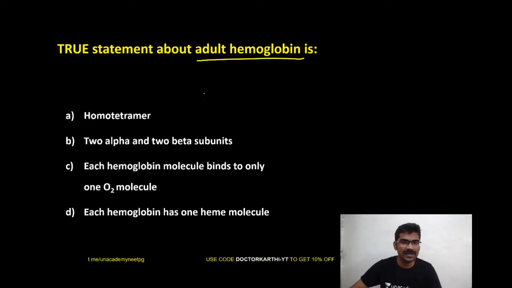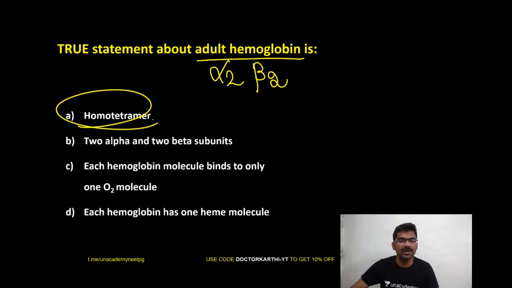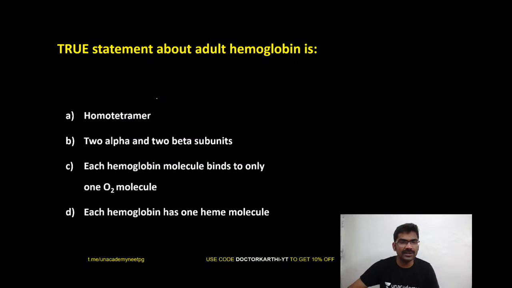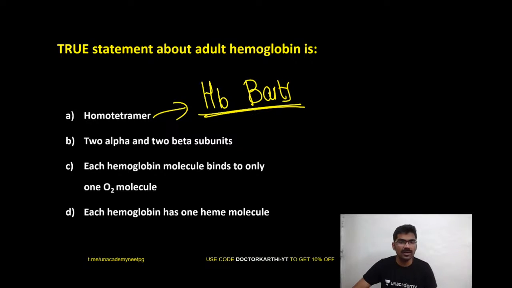Good. So just now we have seen, right? Adult hemoglobin is alpha 2, beta 2. So it is not a homotetramer. So which one is a homotetramer, guys? HbBarts. Have you heard of this one? HbBarts, it's seen in pathological condition. HbBarts is the homotetramer.